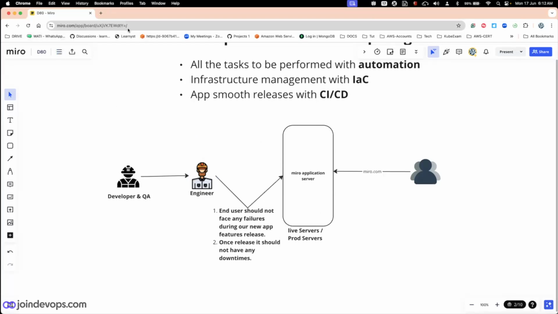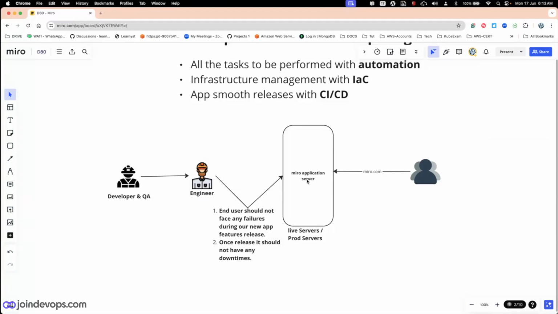Someone is making changes to Miro.com. Now let's say they're adding one new button here or some new icon here, or adding some new drop-down feature, whatever it is they are doing, the end user should not face the impact. That is how they are supposed to do it. And that's what we're talking about.